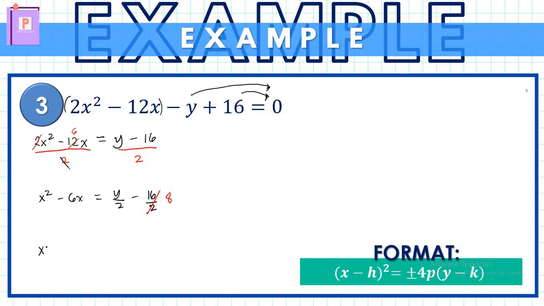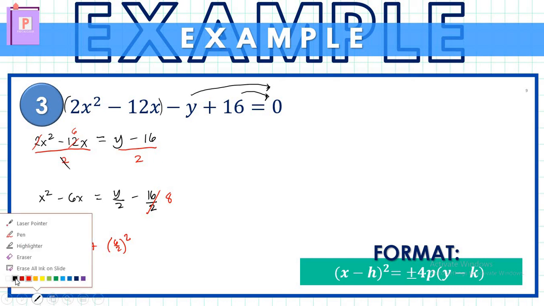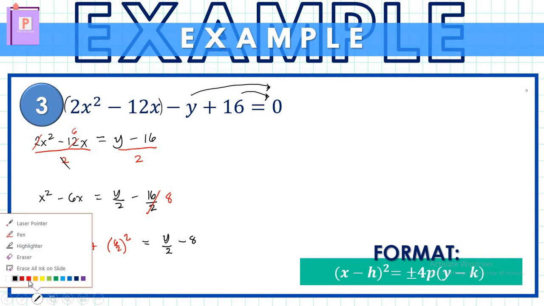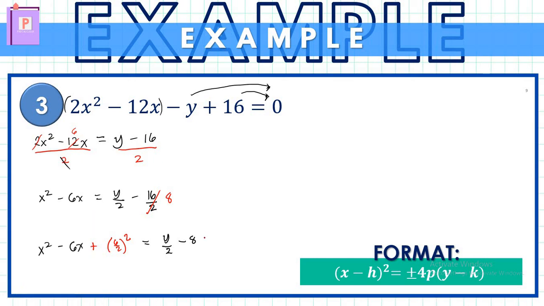So copy x squared minus 6x. And then what are we going to add? Of course, we follow the formula b over 2 squared. So that will be plus 6 over 2 squared. And again, same procedure. Whatever we add on the left-hand side of the equation, we also add to the right-hand side. So we have y over 2 minus 8. And then what we added on the left-hand side of the equation is plus 6 over 2 squared.